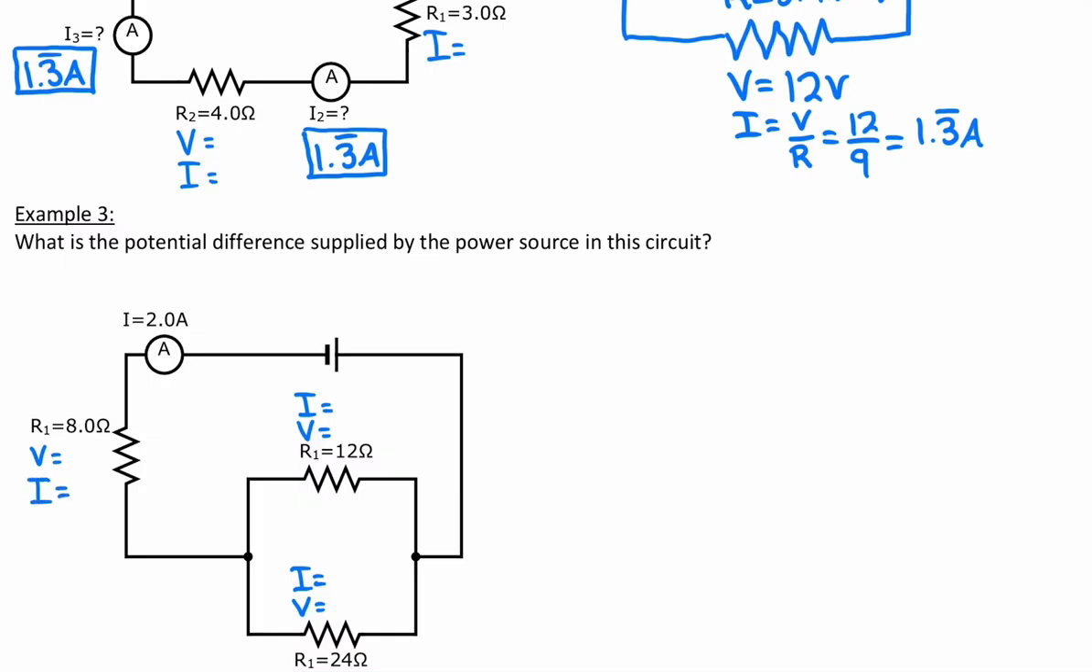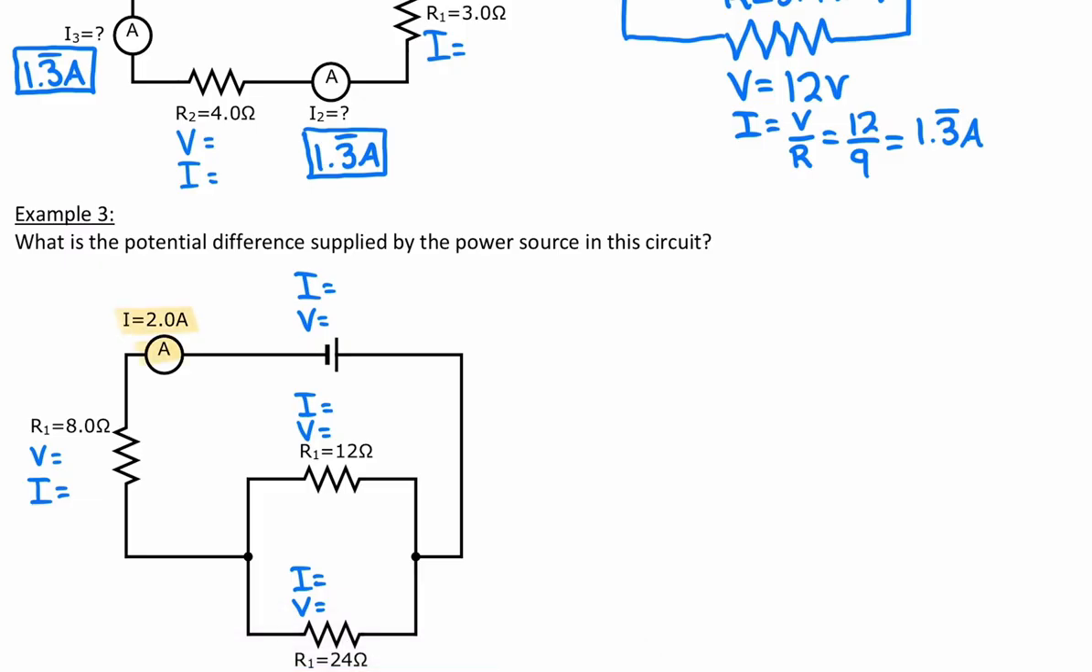And at the power supply, we've got V and I. Let's look at the currents and voltages we know and see if we can copy them out anywhere. Well, I don't see any voltages. I do see a current. This ammeter is reading 2.0 amps.